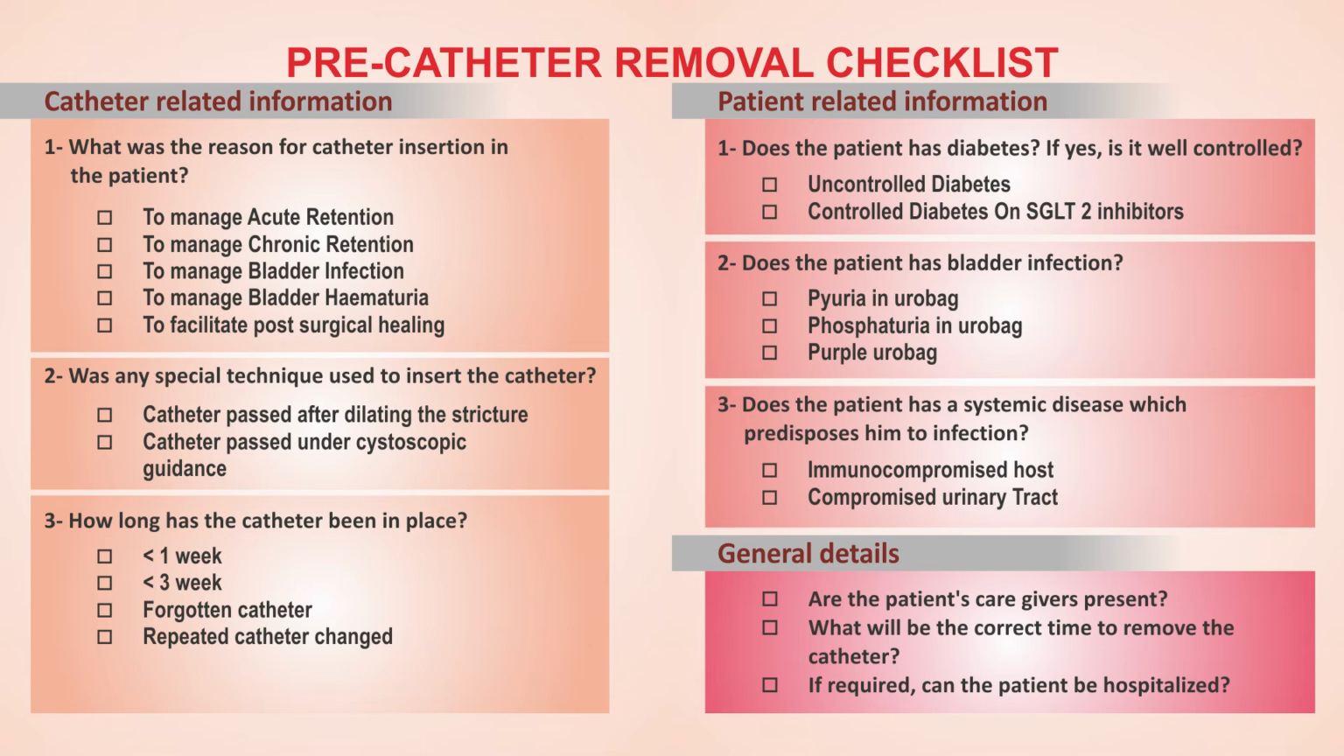So I hope you have understood the value of the pre-catheter removal checklist, which comprises information in these three areas: catheter related information, patient related information, and some general information. And please tick everywhere, tick, tick, tick, and only when your checklist is complete, proceed with the catheter removal.